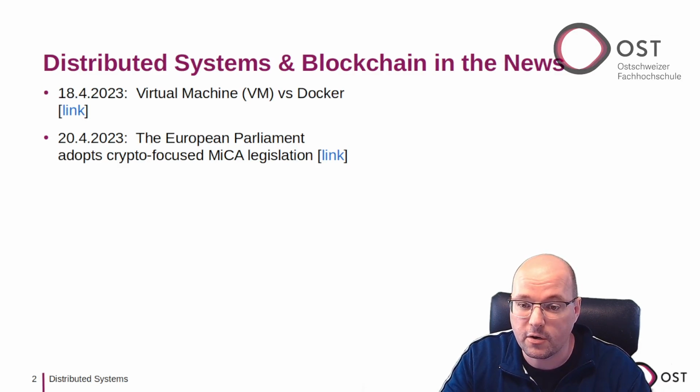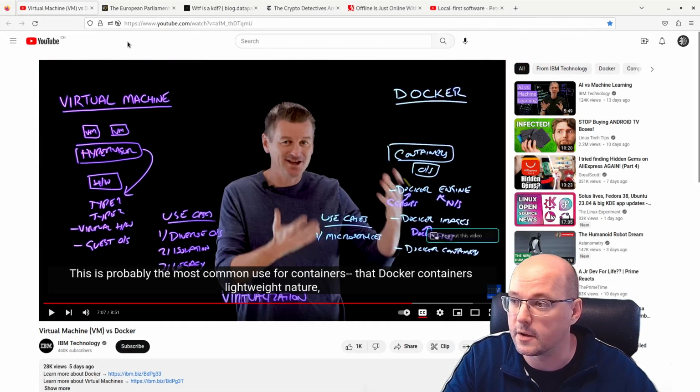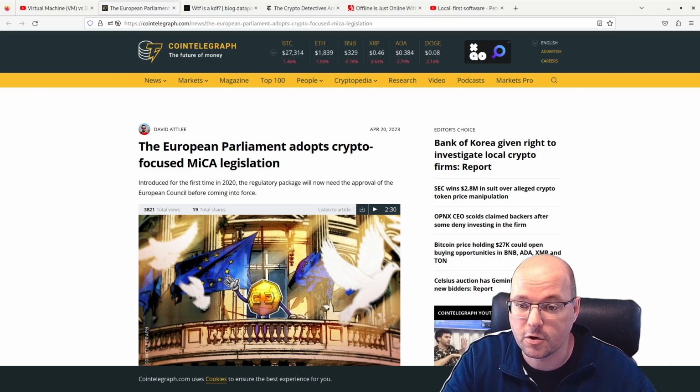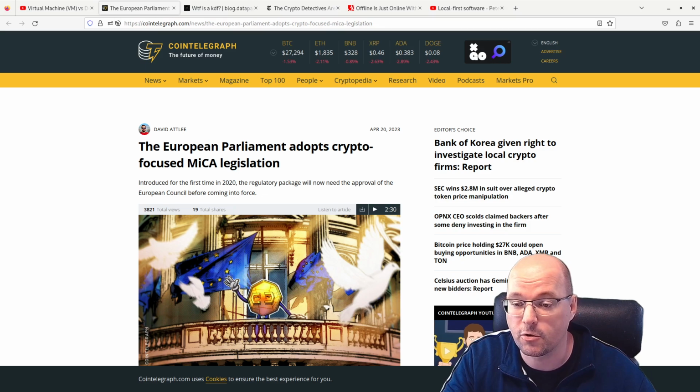The next article is about crypto regulation. It's the following article here. It's about the European Parliament adopting the crypto-focused MiCA legislation. MiCA, or the Markets in Crypto Assets Regulation, is a proposed regulatory framework introduced by the European Commission. It was already introduced in September 2020.